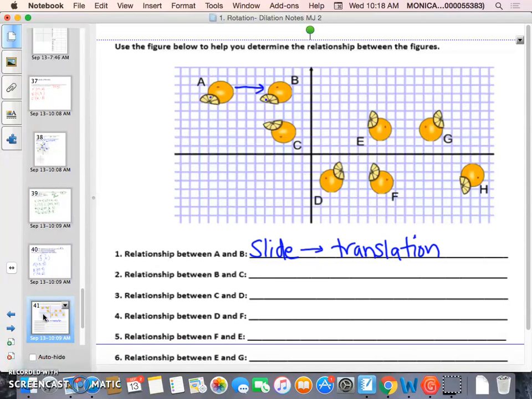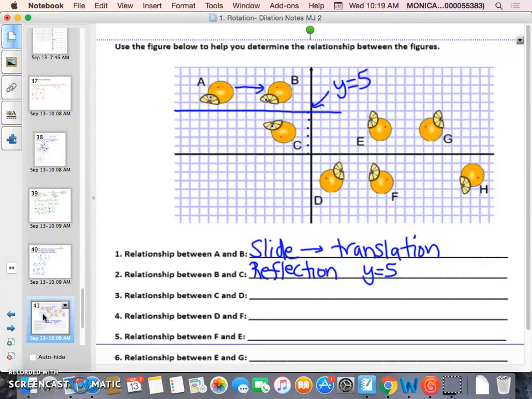Okay. Number 2 says, what is the relationship between B and C? And so what I can see is that B clearly flipped over, and it looks like it flipped over this line right here. So if I drew that line right there, it looks to me like that is a reflection. And it's only asking for the relationship, so I could just write reflection. But if you want to go beyond, which is awesome, I could say that this right here is going to be reflection across the y equals 1, 2, 3, 4, 5. So reflection y equals 5.